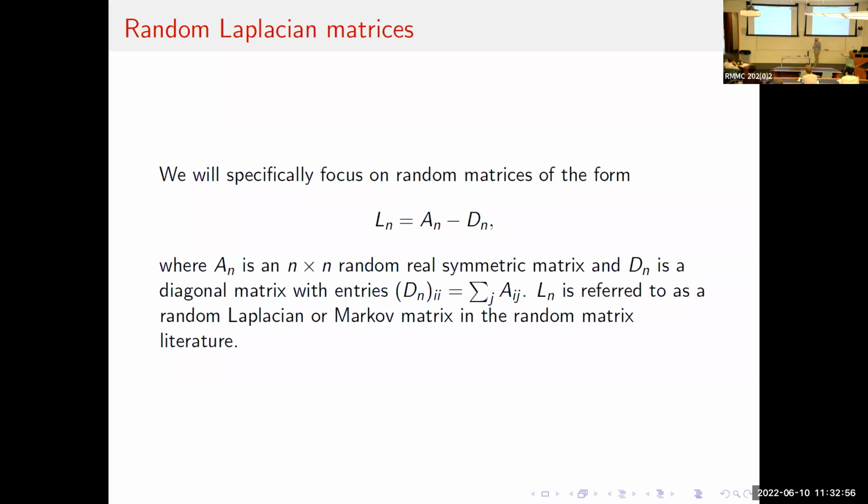In the random matrix literature, these are referred to as random Laplacian or random Markov matrices, depending on what your motivation is. If you're thinking of An as the adjacency matrix of a graph, then this is the negative of the combinatorial Laplacian of the graph. The sign convention, it's easy to tell how that affects the spectrum, so it doesn't matter. And if you think of An as having non-negative entries, not necessarily 0, 1, then Ln is the infinitesimal generator of a Markov process, which is where the name Markov matrix comes from. So we're going to be using Laplacian, but with the sign notation of a Markov matrix. Any questions about the model before I continue?